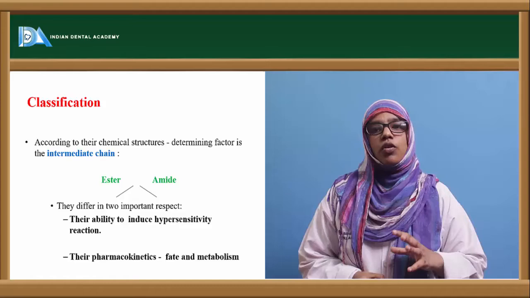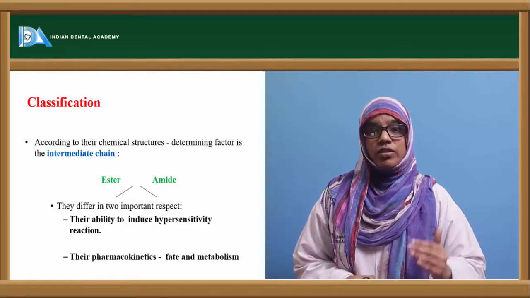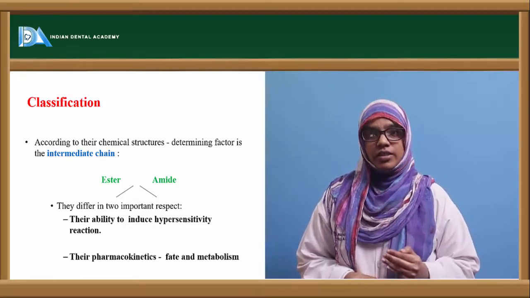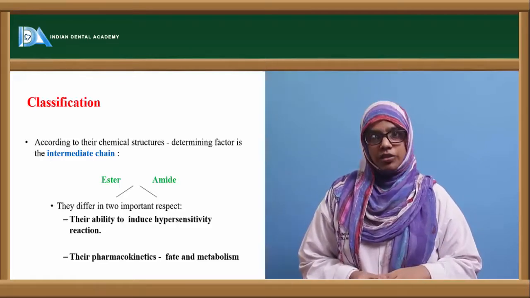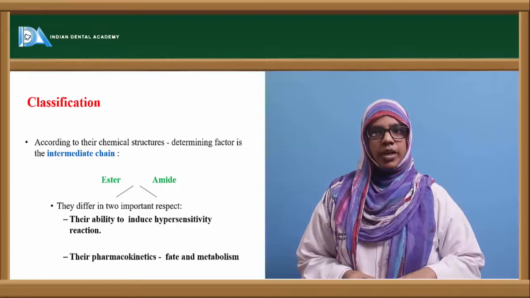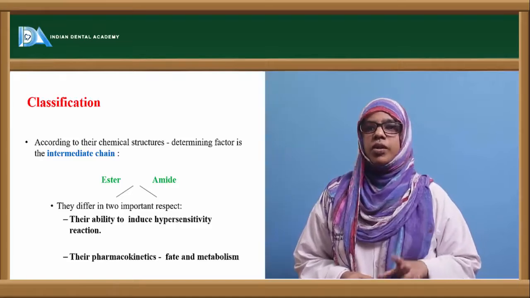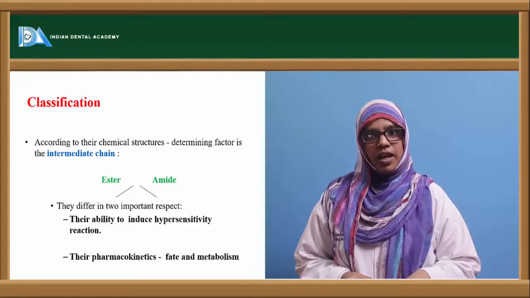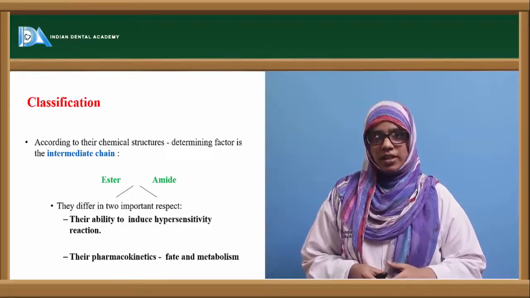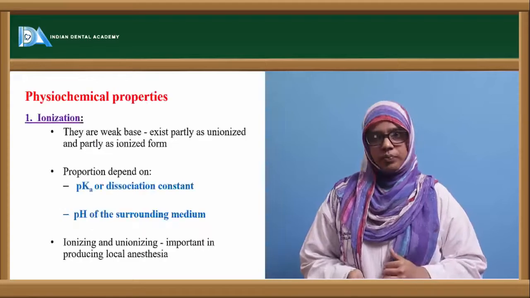Now let's talk about the classification. As I mentioned earlier, the classification of local anesthetics is mainly determined by the chemical structure, that is the intermediate chain, whether it is ester or amide. They differ in two main characteristics: one is their ability to induce hypersensitivity reaction, and the other is their pharmacokinetics, that is their fate and metabolism.